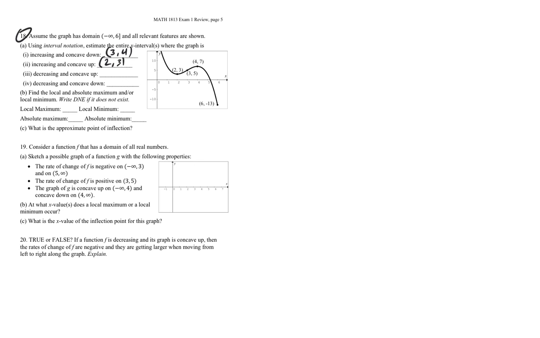Decreasing and concave up. So it would be from negative infinity to 2. And decreasing and concave down. This will be from 4 to 6.